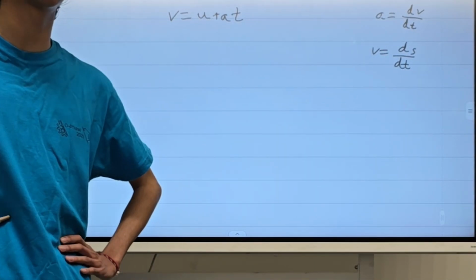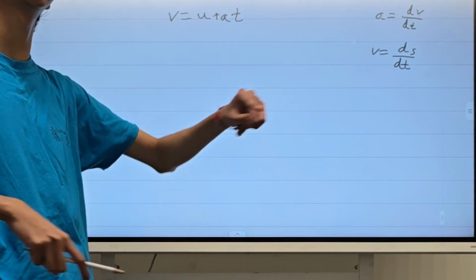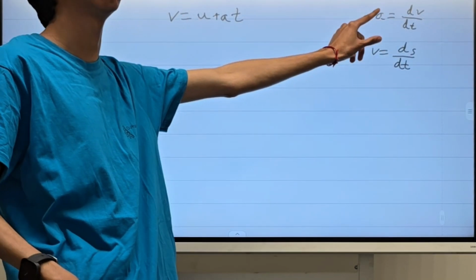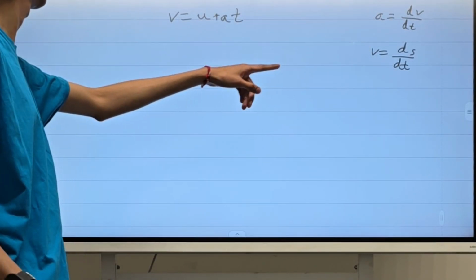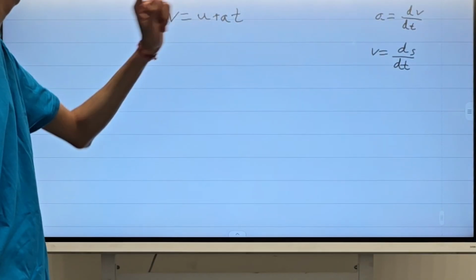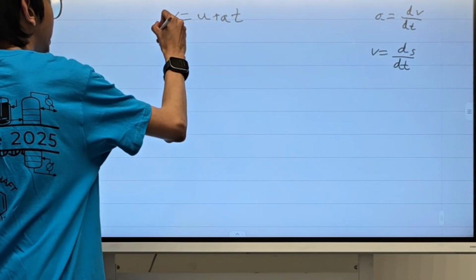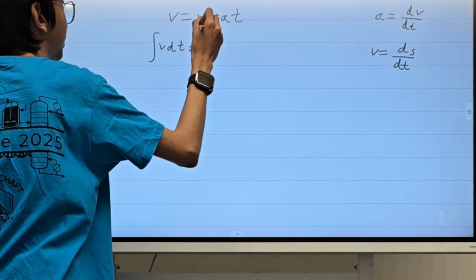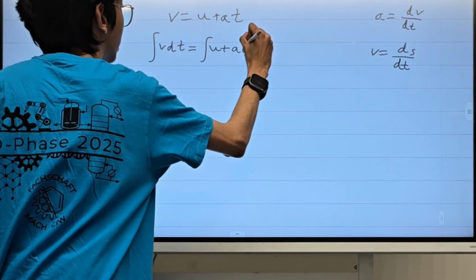What if we want to do it the other way around? What if we want to find the displacement? Well, we can integrate. The opposite of taking the derivative is integrating. So we can find the displacement by integrating velocity, and we already have a velocity here. We integrate both sides: integral of v dt. We're again integrating with respect to t. We get the integral of u plus at dt.